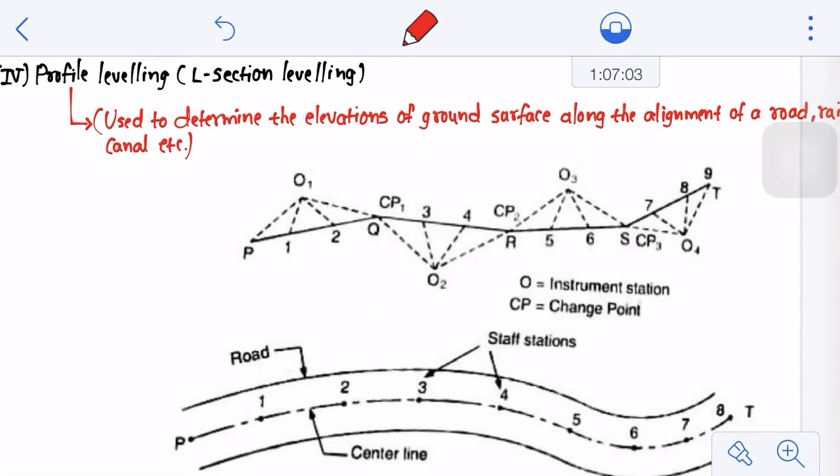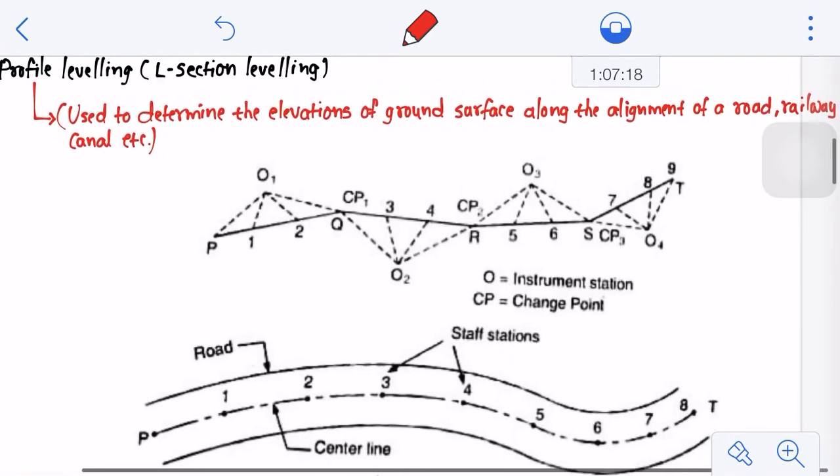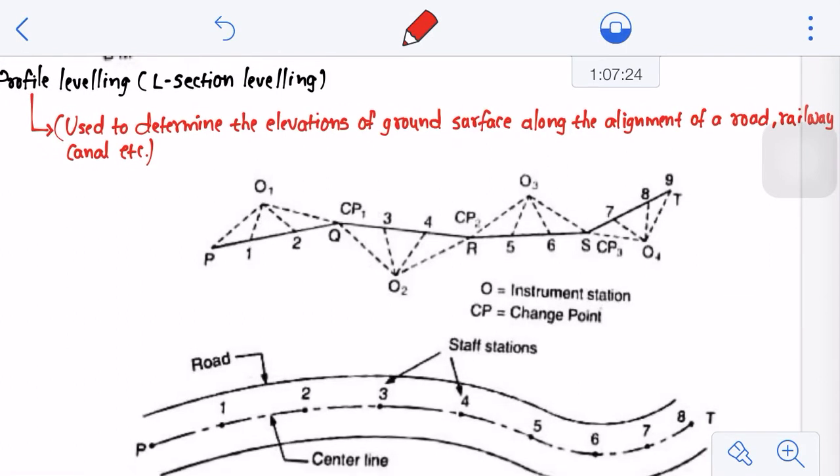So this is a type of differential leveling done for the purpose of determining the elevations of the ground surface along the alignment of, let's say, any project, for example, road, canal, railway, etc., right? The profile leveling is also known as longitudinal leveling, and the levels obtained in this profile leveling are used for plotting the alignment, or rather the longitudinal section, which is required for various purposes, such as finding the gradients, and then based on that you can determine the quantity for cutting and the quantity for filling, and that's how you can finish your work.